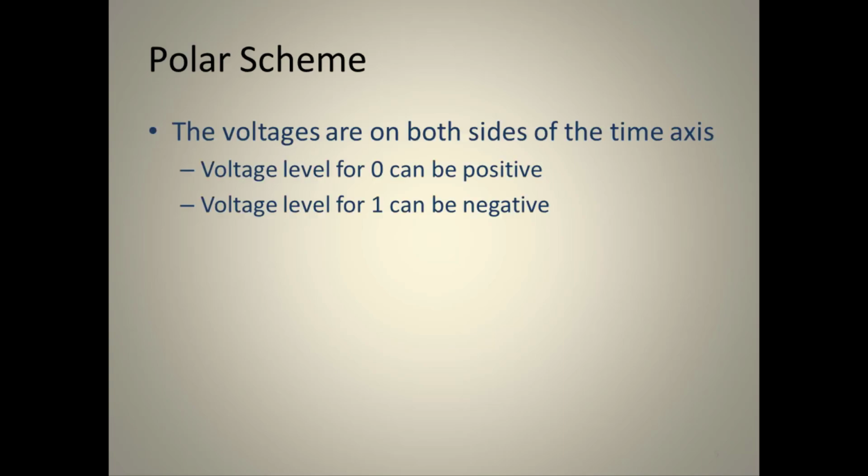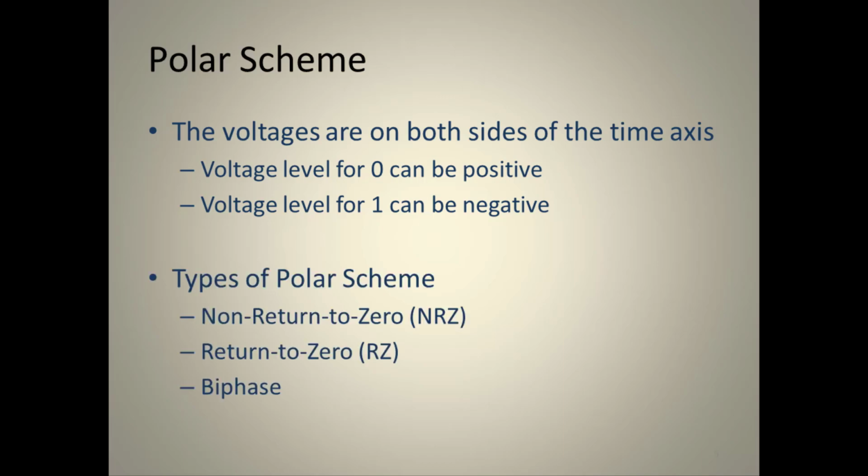Now let us see the polar scheme. In the polar scheme we use both sides of the time axis, that is, positive as well as negative voltage. In one of the schemes we can have positive voltage for 0 and negative voltage for 1. If we want to represent a 0 bit, we use the positive voltage, and for a 1 bit we use the negative signal.